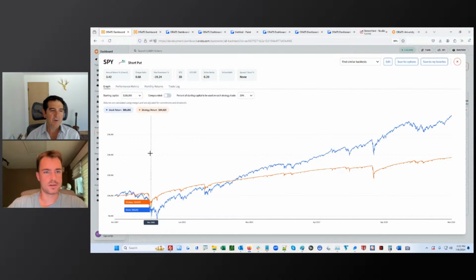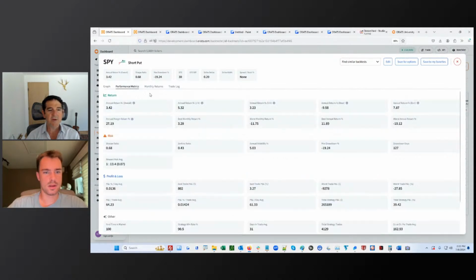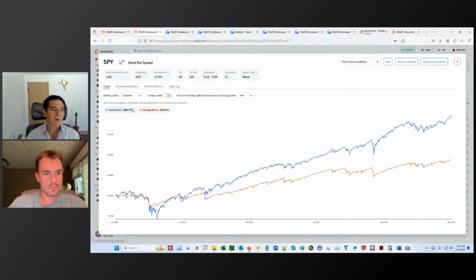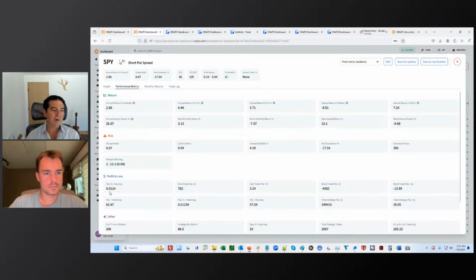Okay, interesting. So that's how that works. I wouldn't have looked at that, but that's cool that you did. What else? Profit and loss per day. That's going to be already pretty similar because it's in the market the whole time. But it's 0.0136 for the short put, and it's 0.0114 for the short put spread.